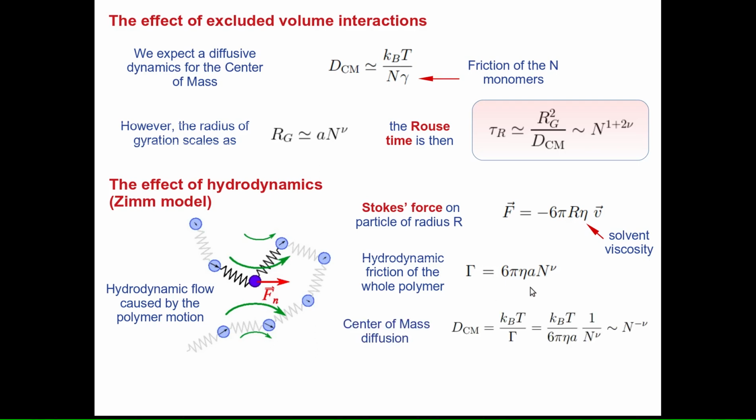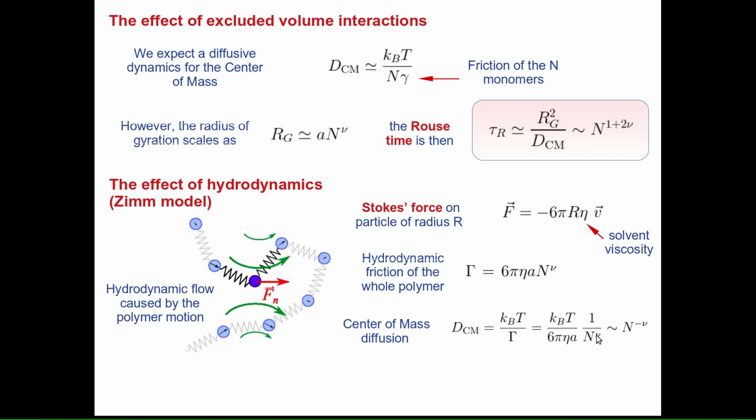So given the friction of the whole polymer, I can write that the center of mass diffusion, by the Einstein relation, is kBT divided by the total friction, which I calculated using the Stokes formula. Therefore, focusing on the n dependence, the center of mass diffuses with a law that scales as n to the power minus nu, or 1 over n to the nu.